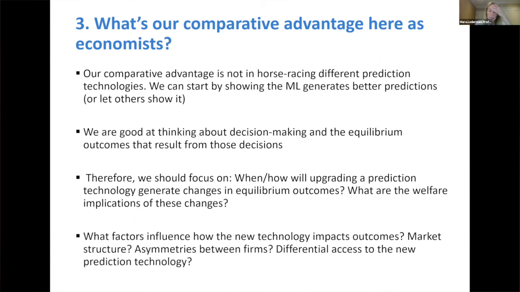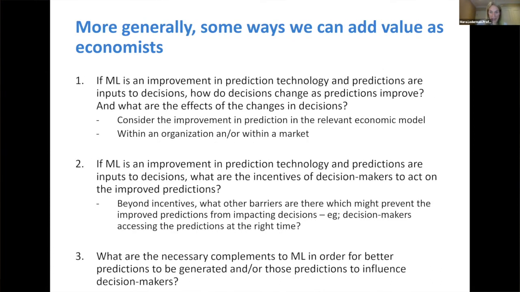And then the second thing I would say, that follows on that, since we are good at thinking about decisions, is this question of what factors influence how the new technology impacts market outcomes. So what factors affect the path from adopting the new technology to the outcomes? For example, does market structure matter? Do asymmetries between firms matter? Does differential access to the new prediction technology matter?